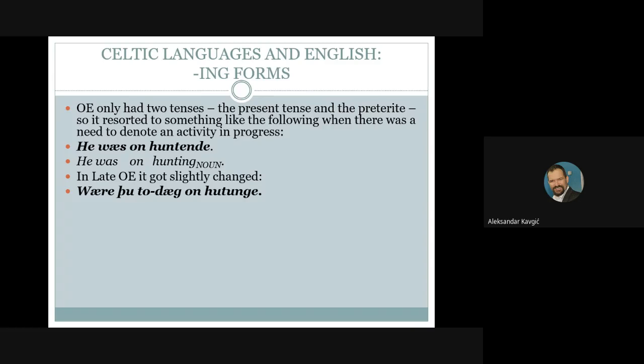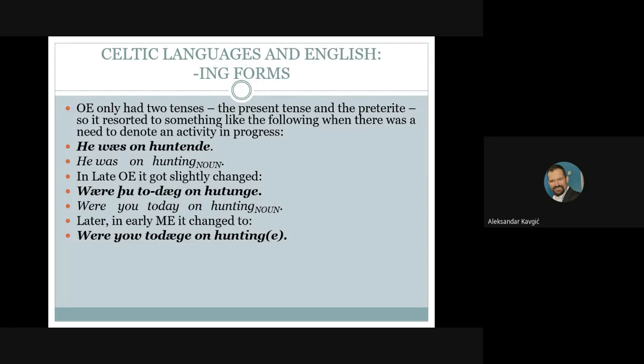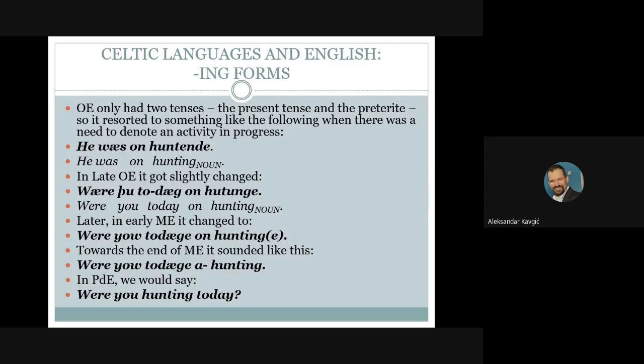We know that because of grammatical concord and research on Old English. In early modern English, it changed to "were you today on hunting?" And this "a" was usually not pronounced. Towards the end of Middle English, it sounded like "were you today a-hunting?" That's still Middle English. And in present day English, you say "were you hunting today?" So what you see here is actually the change of this noun, which was also the same construction, you remember, that was used in Celtic languages, but it got grammaticalized into the progressive construction.